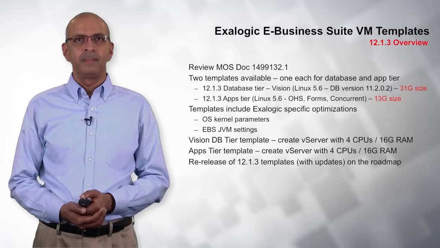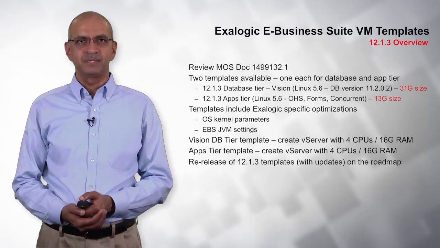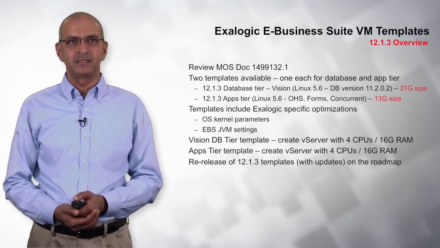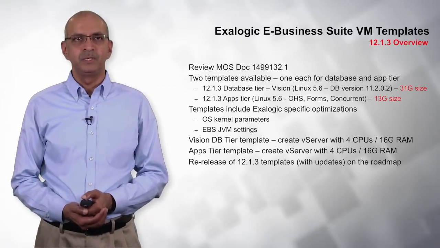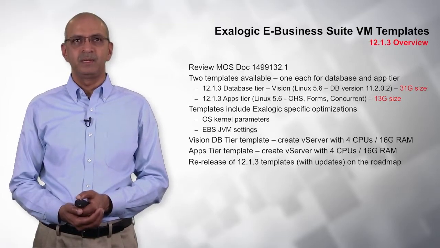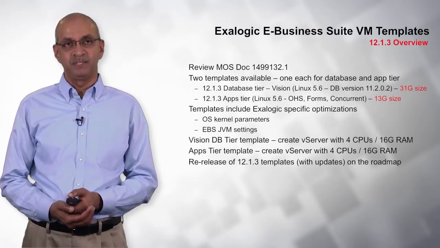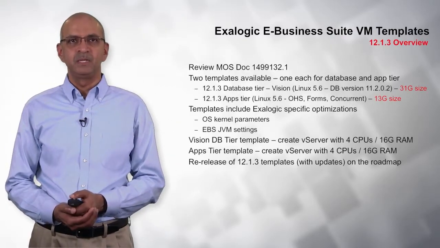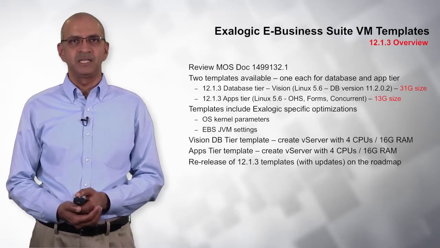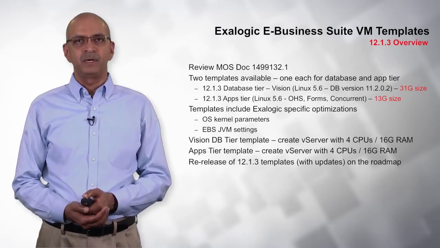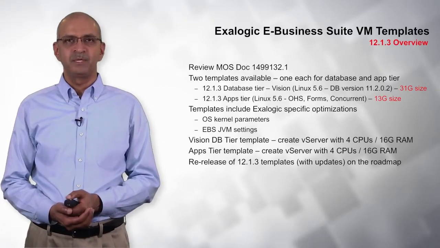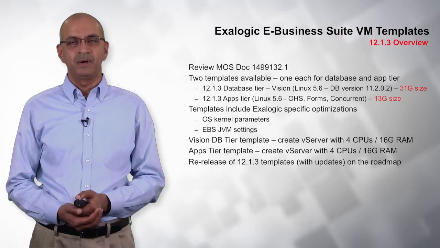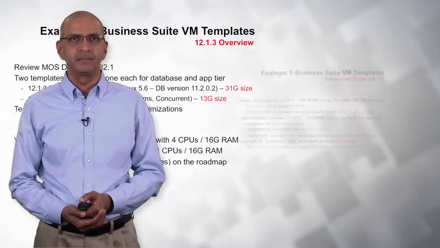The templates include some Exalogic specific optimizations such as OS kernel parameters and EBS JVM settings. What we will need to do is create a vServer for each of these, for the database as well as the application tier. Each vServer will need to have at least 4 CPUs and 16 gig of RAM. We are currently looking at re-releasing the 12.1.3 templates since they are ancient and need some updates, especially with the latest RUP being released.